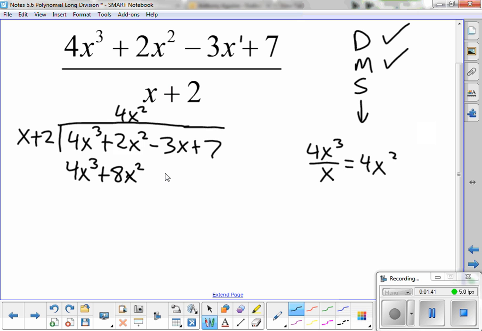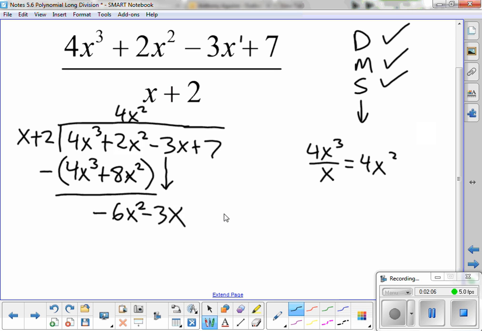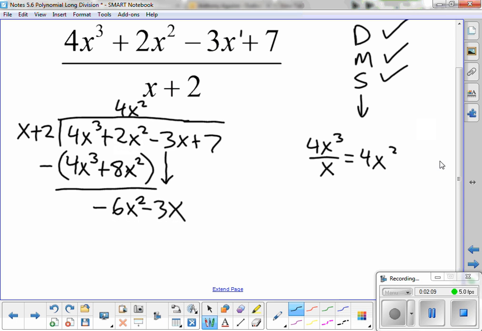Next step is to subtract, but keep in mind you are subtracting this entire thing. Okay? So this is 4x cubed minus 4x cubed, which is a 0, so nothing's here. 2x squared minus 8x squared is a negative 6x squared. And you just did your subtraction step. So the next step is to bring down the negative 3x. All right. And we brought down, so there you go, you're done. Now you just repeat because you don't stop until you stop bringing stuff down.